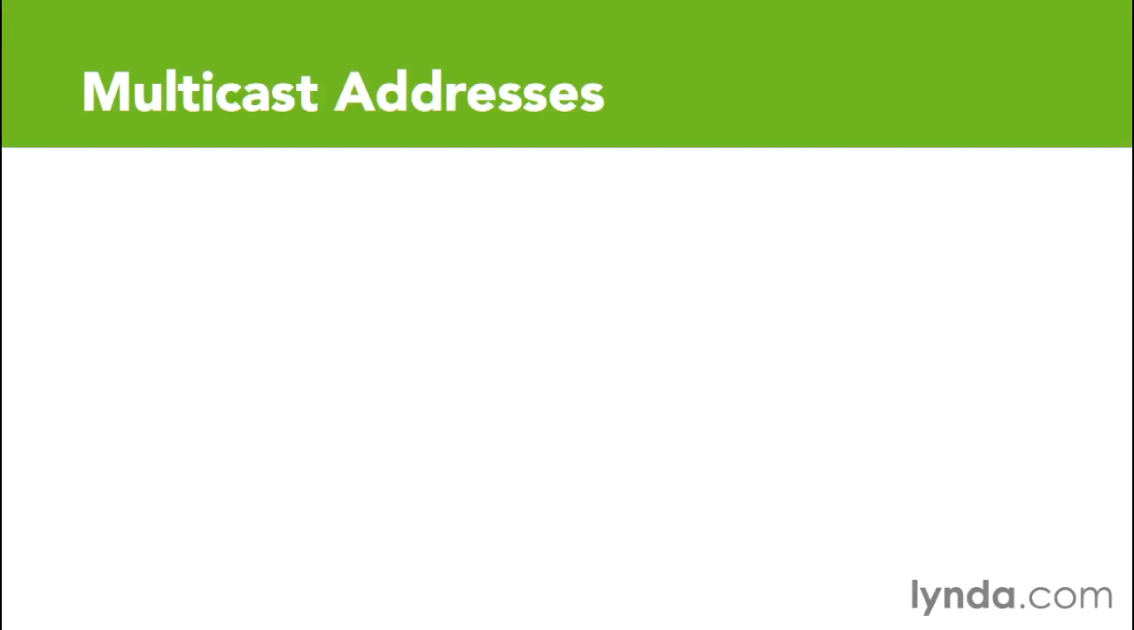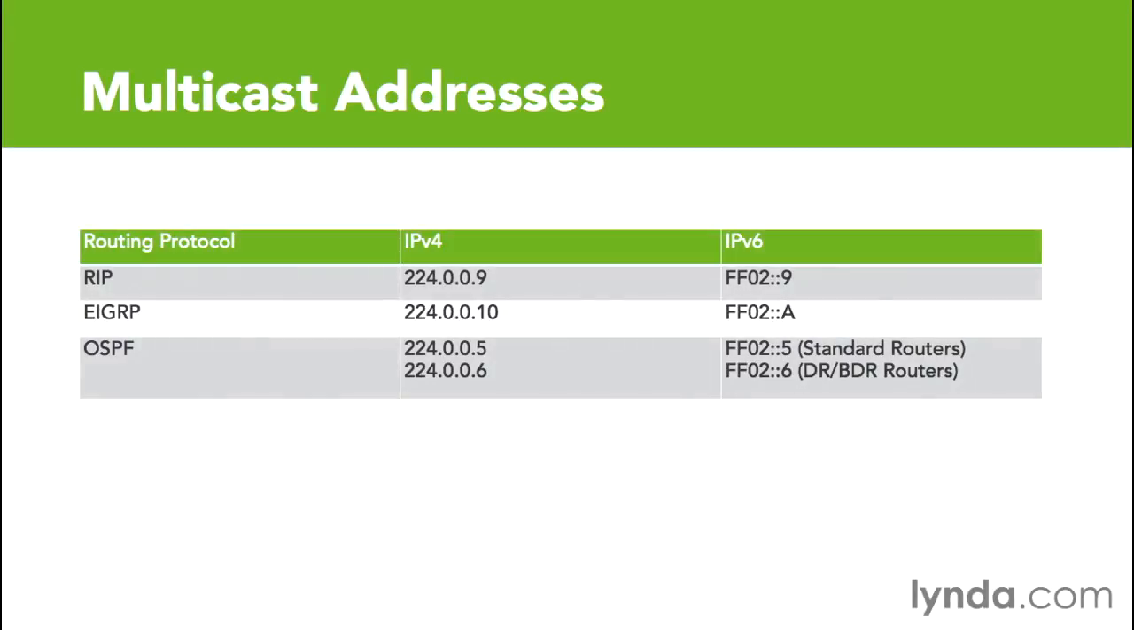Multicast addresses, what are they? They're simply a one-to-many address. For example, if you were doing a video conference, you would use the 224 range of IP addresses to send or stream one packet to many different hosts within that range. So that is what a multicast address is.